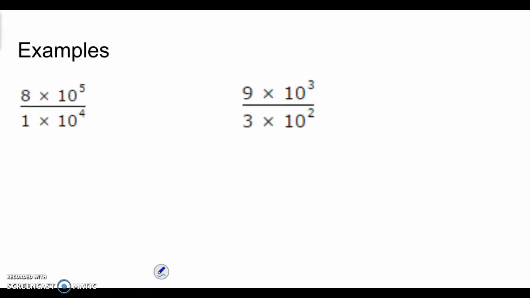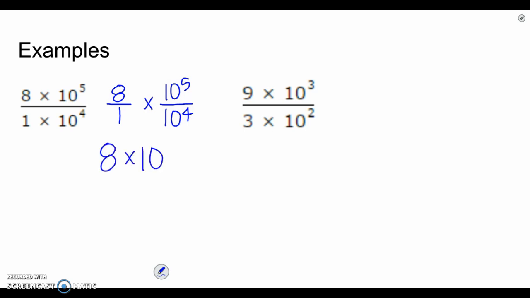Let's look at the first one together. We're going to begin by isolating our first factor, so that's going to be 8 divided by 1, times 10 to the 5th power divided by 10 to the 4th power. 8 divided by 1 is 8 times 10. Remember, when we're using division, we subtract. So here we have 5 minus 4, which is 1. So that's 8 times 10 to the 1st power. Go ahead and pause the video and try the second one on your own.